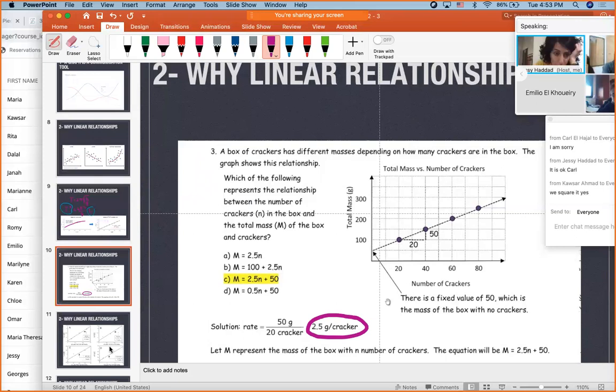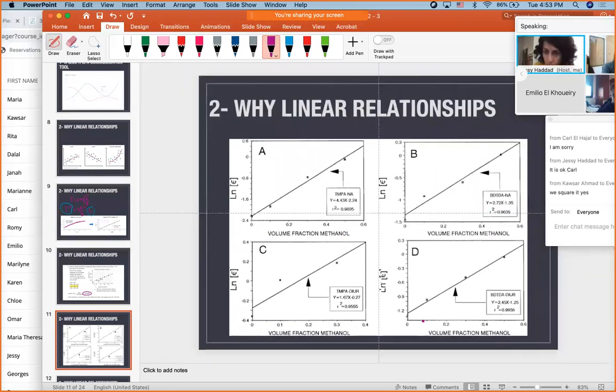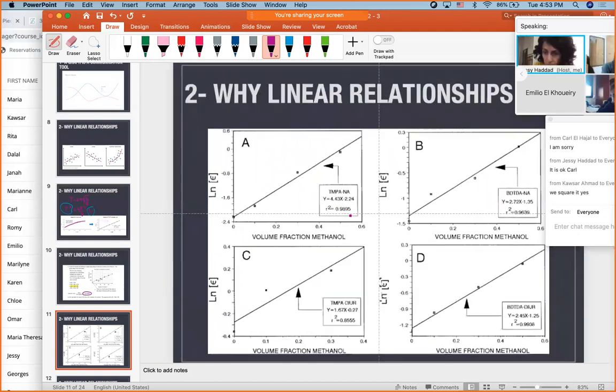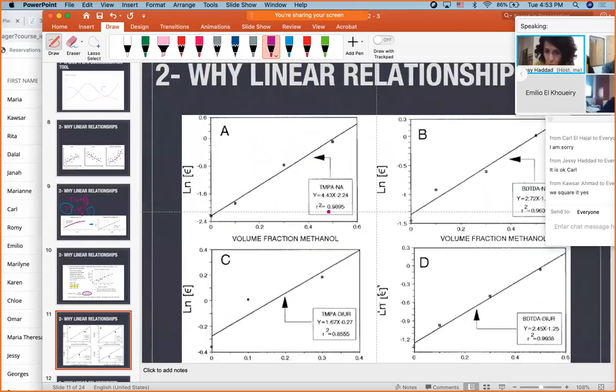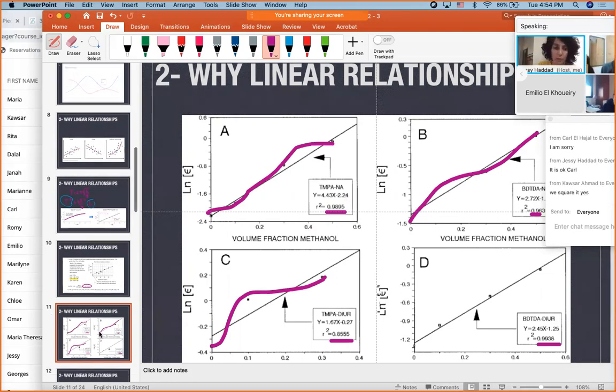Now I'm gonna check this one. These are 4 examples. They give you the equations and they give you the R squared function. You see the R squared value, it's 0.98, 0.86. This is very small and you can see the deviation. This is 0.99, this is 0.96, and for a fact you can see a deviation, you know. You always have a deviation. The bigger the deviation, the farther the R squared value from 1.